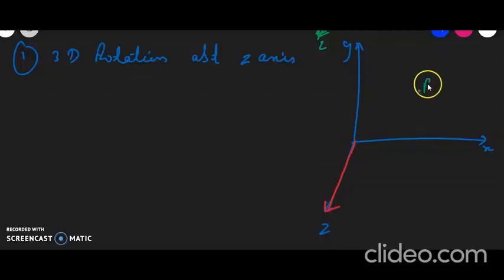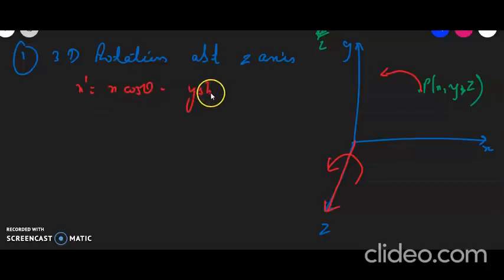So any point P(X, Y, Z) in 3D, and I am moving in anti-clockwise direction. So my point would go out here. Which values are changing, students? When I'm doing z-axis rotation, my x and y are changing. So I will write my x dash as x cos theta minus y sin theta, and y dash as x sin theta plus y cos theta. And my z dash remains as it is.